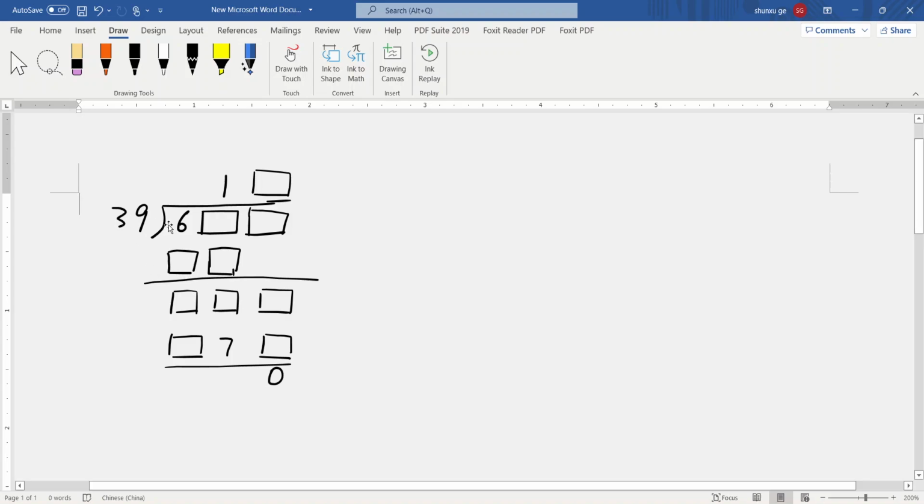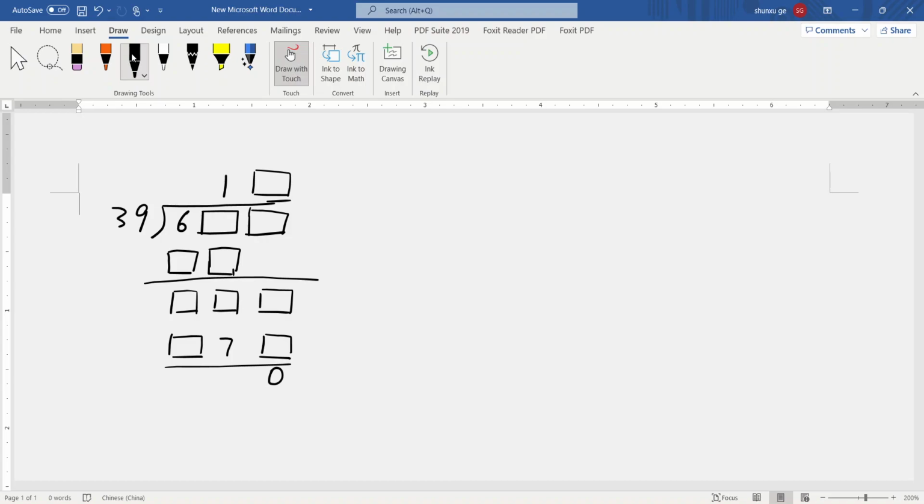Okay, now we have a question where we need to fill in some blanks in the form. The divisor is 39, the quotient is 1, and we don't know many places. The dividend is 6 something. So we first start here.